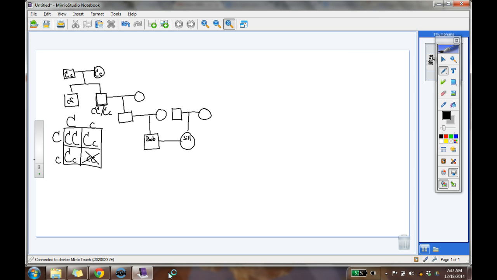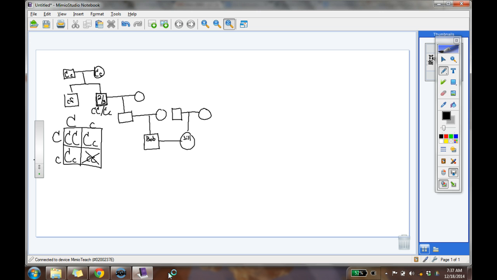So there are three options. Out of the four boxes, three of them do not have cystic fibrosis. However, two out of the three are carriers. So what we're saying is the probability that Bob's grandfather is a carrier is 2 out of 3. If we have that information, we can assume that Bob's grandmother on his dad's side is not a carrier. So if that's true, then we can create a new Punnett square.